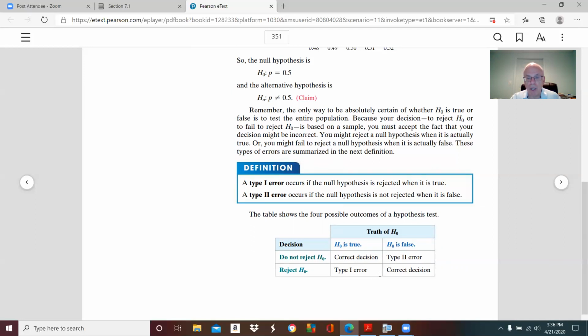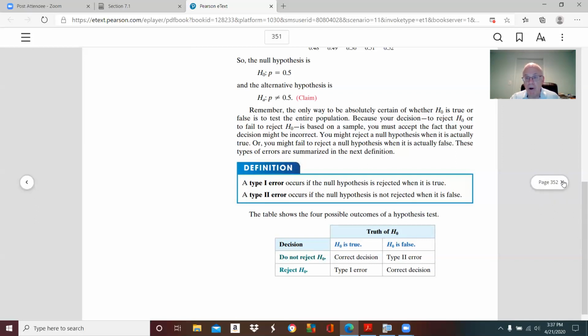So out of these 4 types of decisions, 2 of them are correct, 2 of them are errors, and these are the definitions of the errors. Once again, our decision's either going to be reject the null or do not reject the null. If we reject the null and the null is actually true in reality, we've made a type 1 error. If we do not reject the null, and yet the null hypothesis is false, we've made a type 2 error.